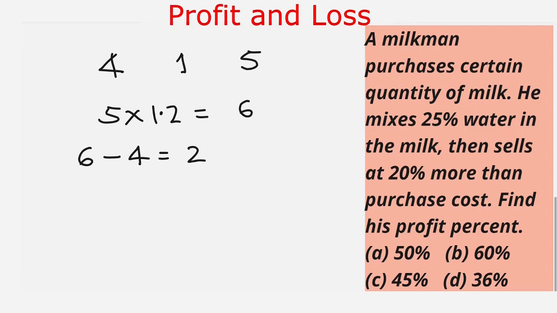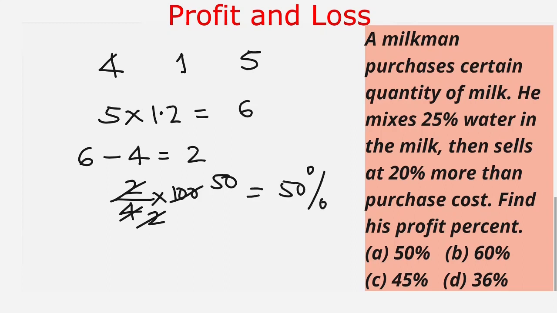Now we can solve it also: profit divided by cost multiplied by 100 is profit percent. So 2 cancels 4 for 2 times and 2 cancels 100 for 50 times. So this comes out to be 50%. We can solve this question orally as described by me. So the profit of the milkman is 50%.